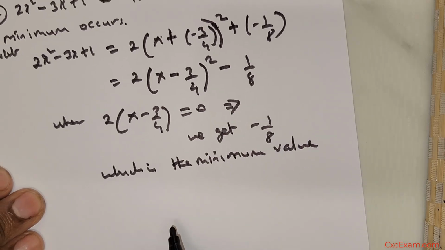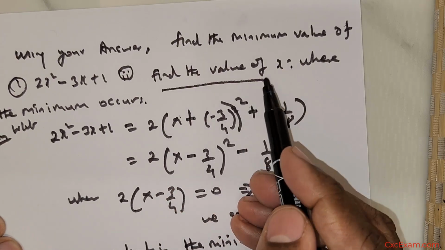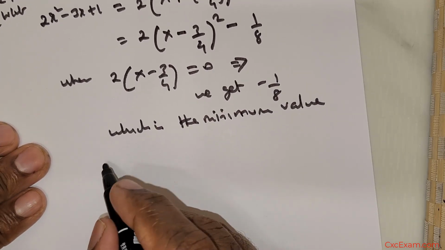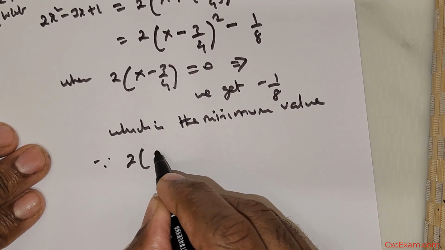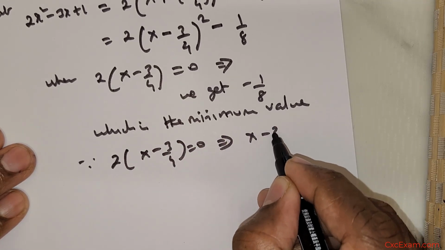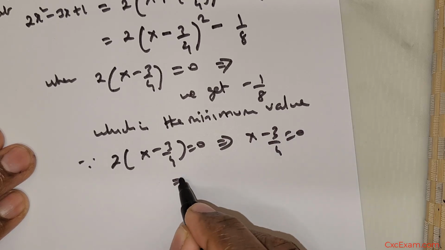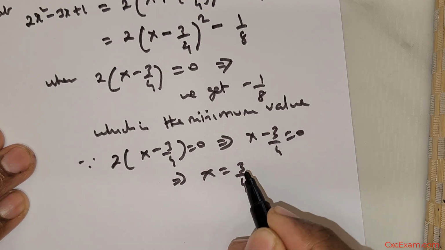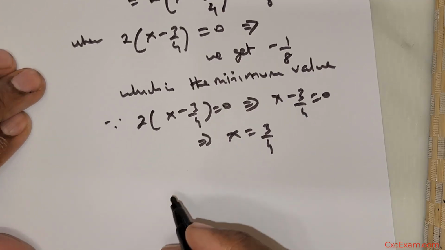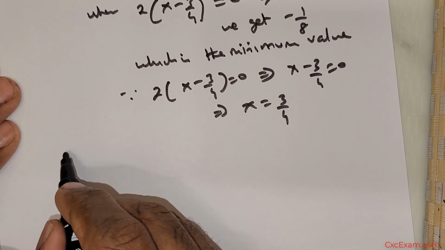Now we have to locate the point of x which is producing this negative 1/8. Since 2 times (x - 3/4) is equal to 0, this means x - 3/4 is equal to 0. This means x is equal to 3/4. Okay? So you will have to state these things.